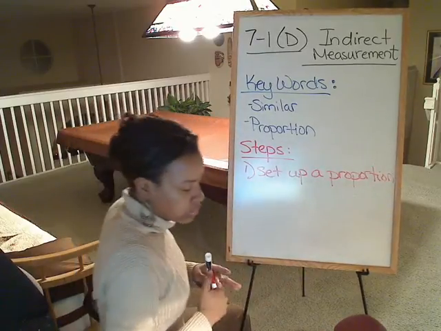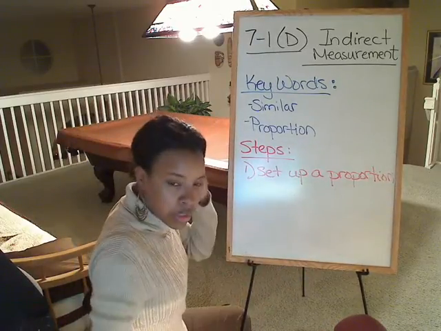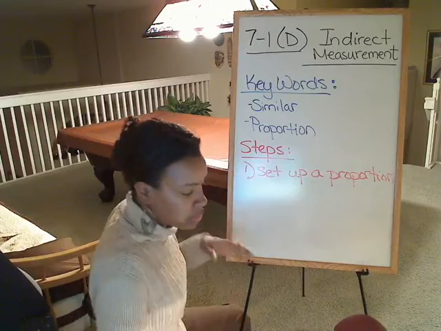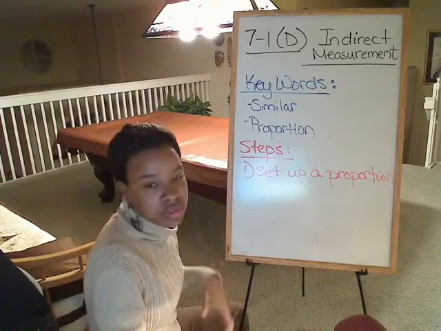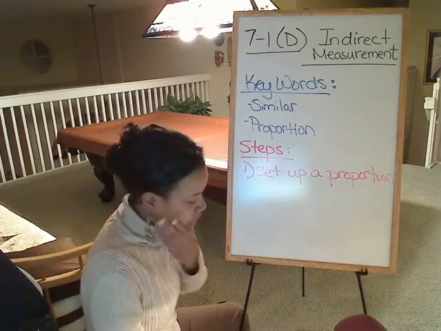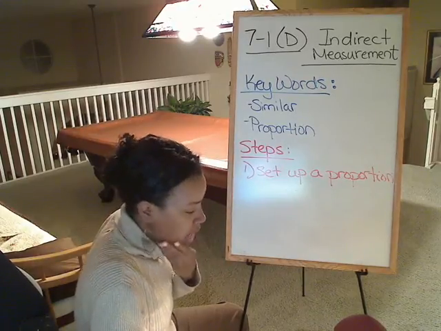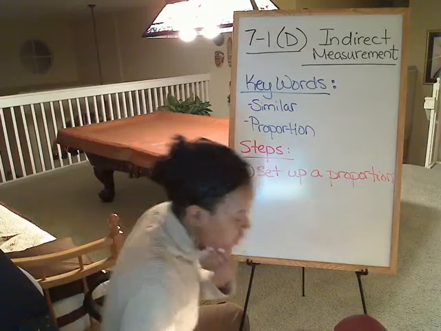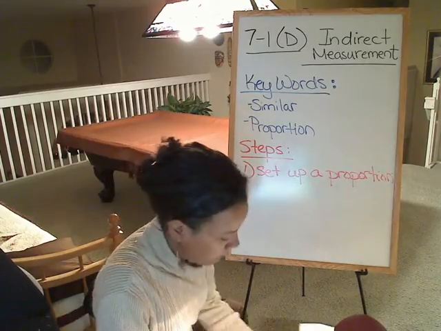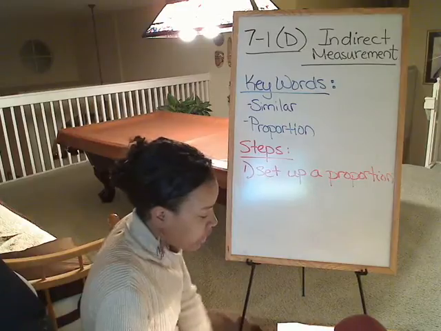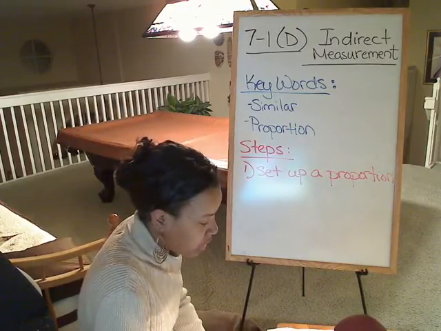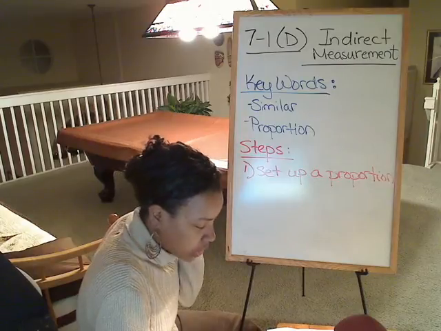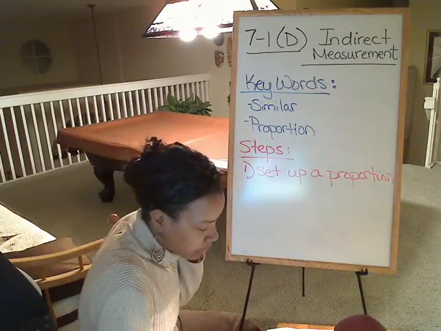Okay, and when you set up your proportion, you have to make sure that all your numbers are in the correct space. You can't just set up the proportion any way you want. You have to make sure that they're in the correct spot. So I'm going to start off with number 1. The directions say in exercises 1 through 6, the triangles are similar. So there's our keyword. Write a proportion, there's our second keyword, and solve the problem.